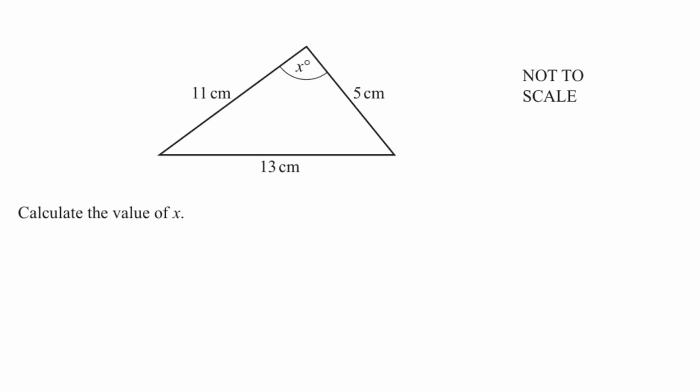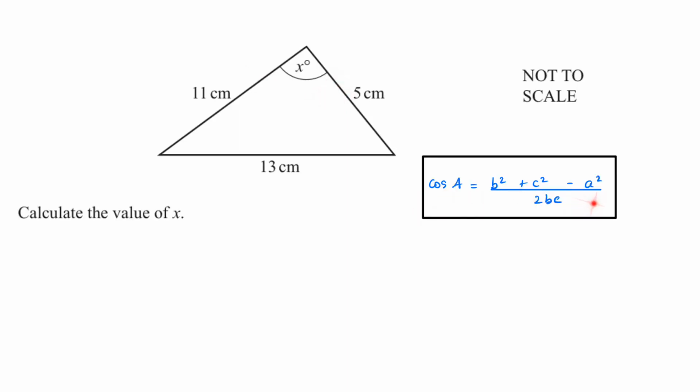In this question here, we have to calculate the value of x. X is an angle. 3 sides have been given. Whenever 3 sides have been given and you have to find an angle, we use the cosine rule. So this is the rule we use. If you want to find angle x, that is the one which will be after the negative sign. That's the only thing you need to remember.